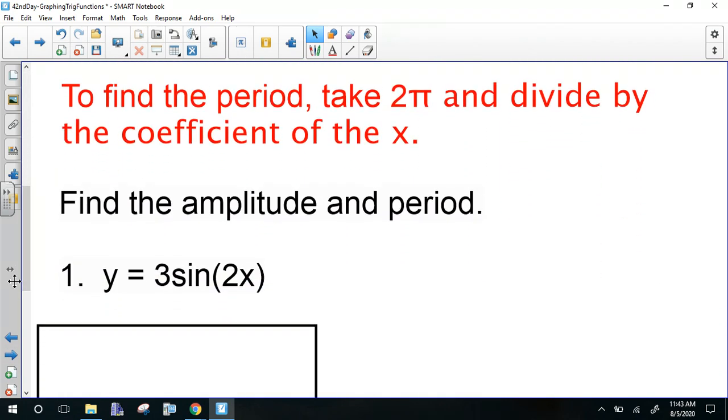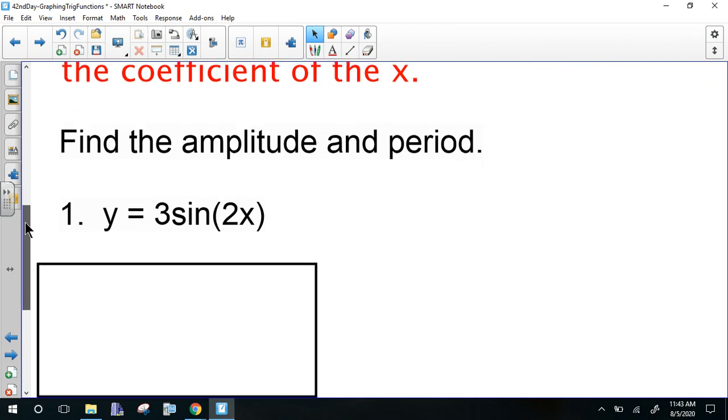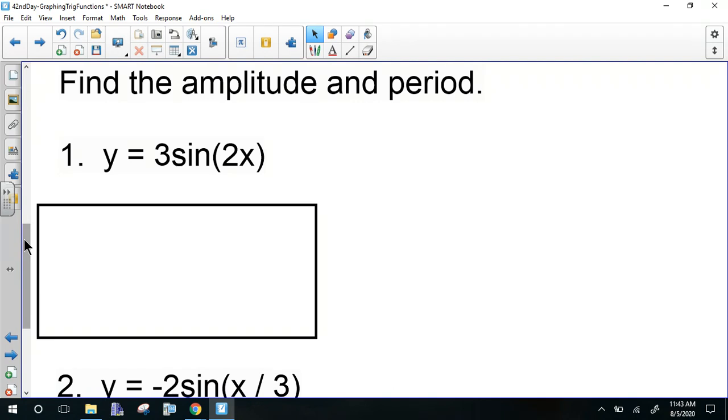To find the period of a trig function, we want to take 2 pi and divide by the coefficient of the x, the number in front of the x. So that's what we're going to do with these few examples here. We're going to find the amplitude and the period. So the amplitude is just the number that's in front of the trig function. So our amplitude is 3.